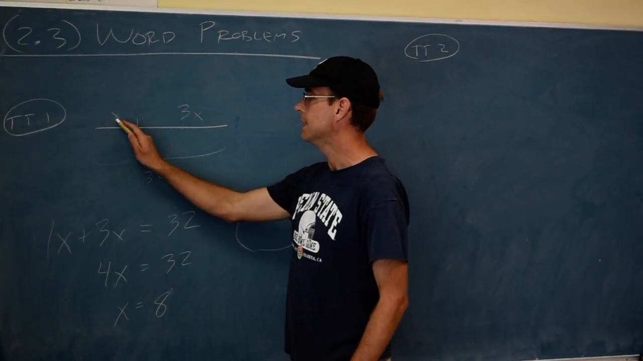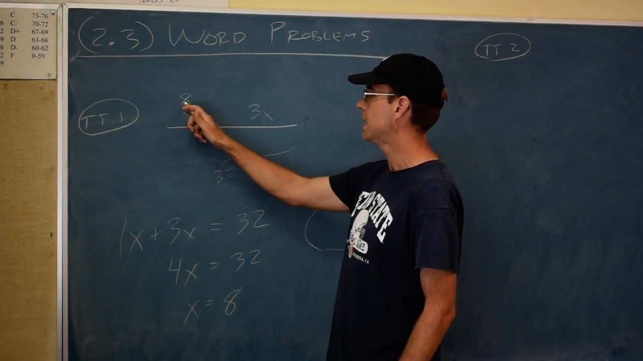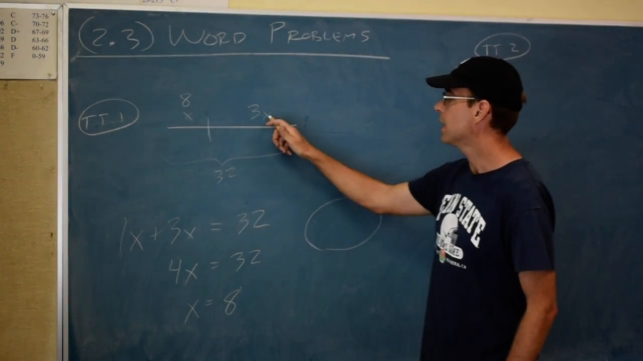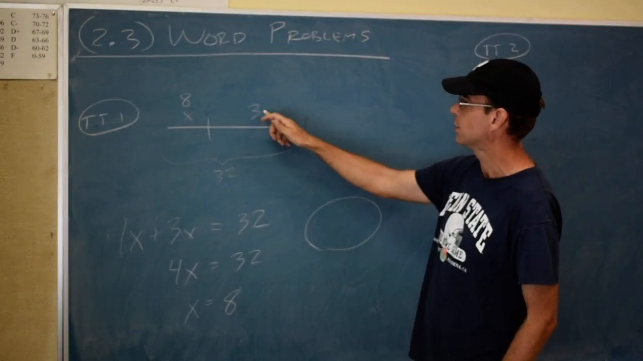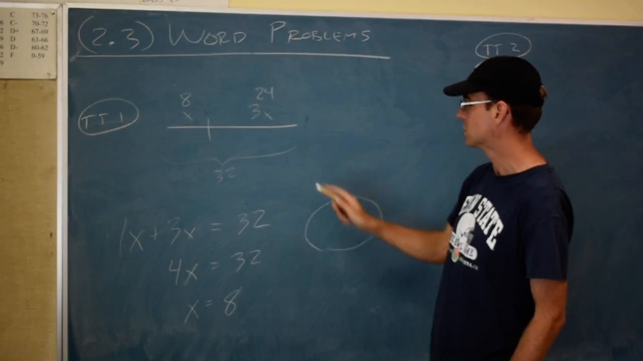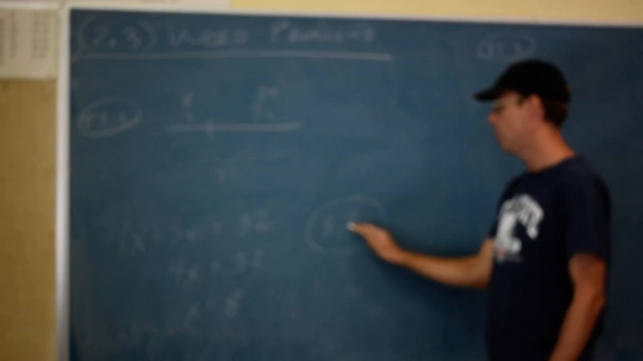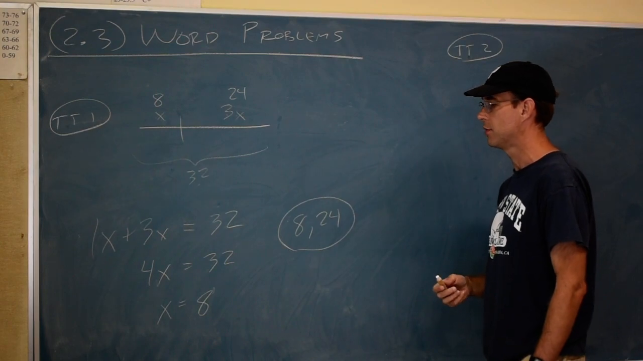The x is 8. The x was describing the littler piece being 8. The bigger piece is 3 times that x, 3 times that 8, so that piece is 24. They want to know how long both pieces are, so we give both answers.